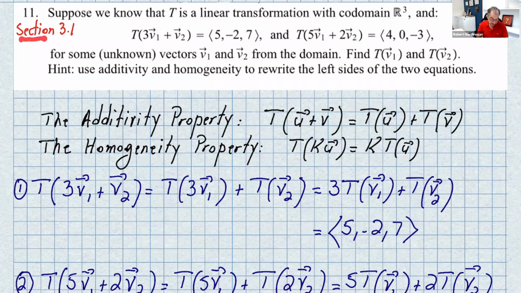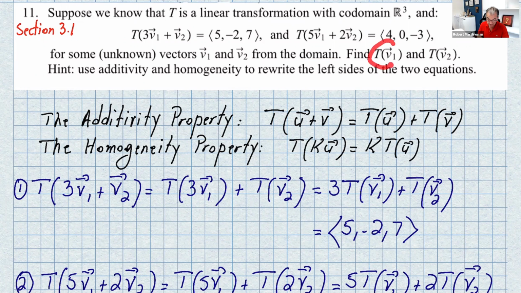In this video, we're gonna go over problem number 11, section 3.1. So let's see what the problem says. Suppose that we know that T is a linear transformation with the codomain in R3, and we have this relation: T of 3v1 plus v2 is (5, -2, 7), and T of 5v1 plus 2v2 is (4, 0, -3), for some unknown vectors v1 and v2 from the domain.